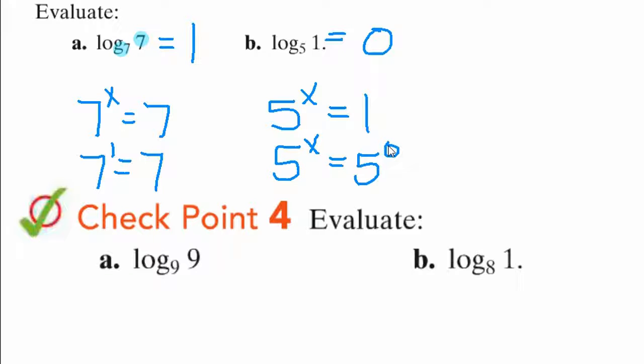All right, so you should be hitting play because you've gone ahead and checked your work. So first one is 1, the second one is 0. So straightforward properties, but they are supported if you rewrite them as exponentials as well.